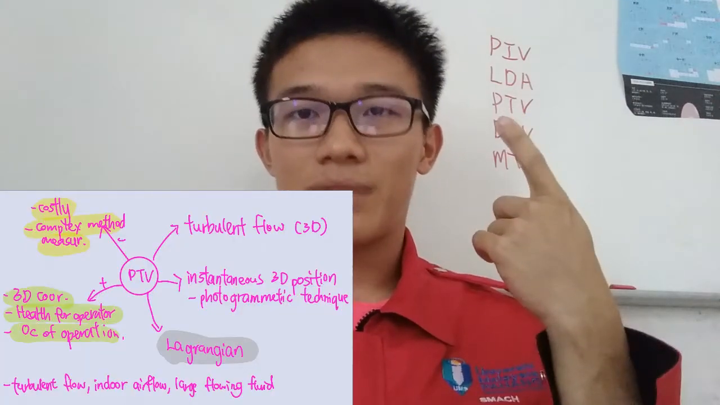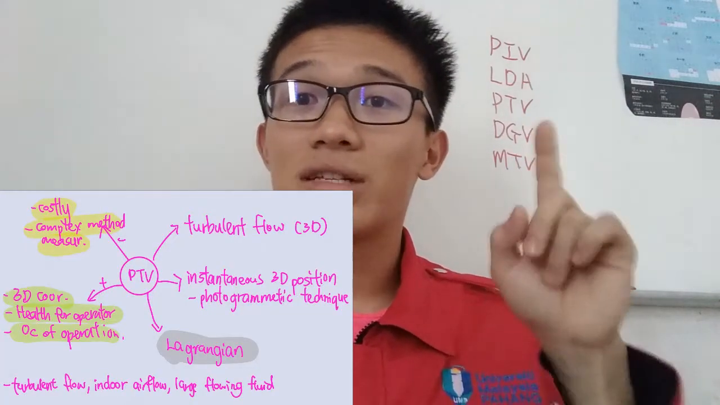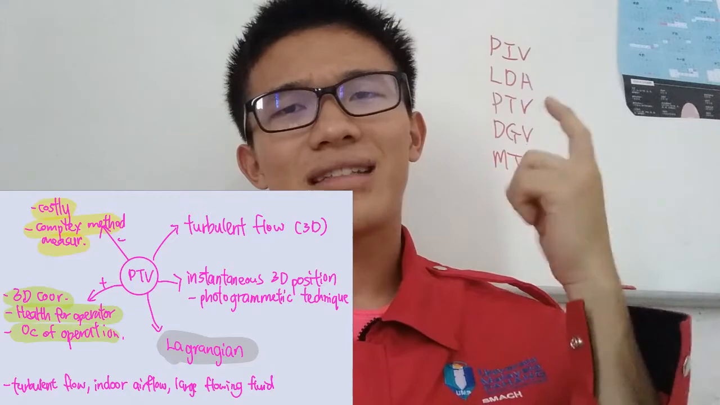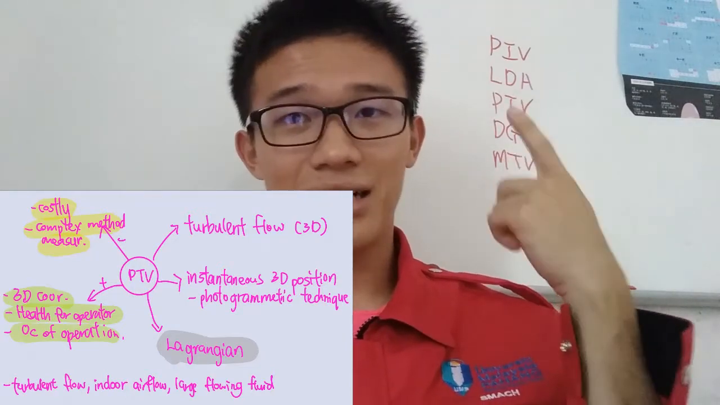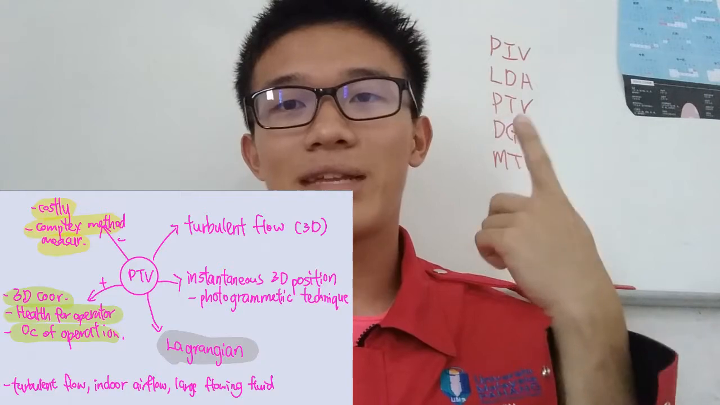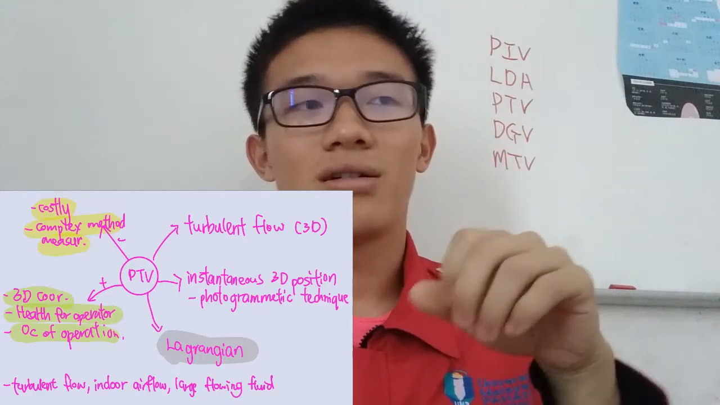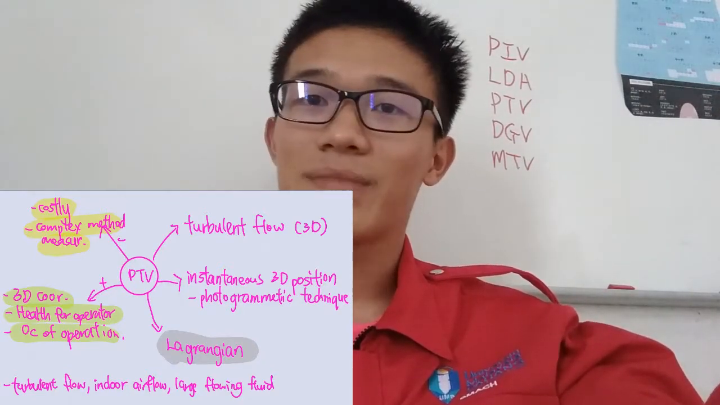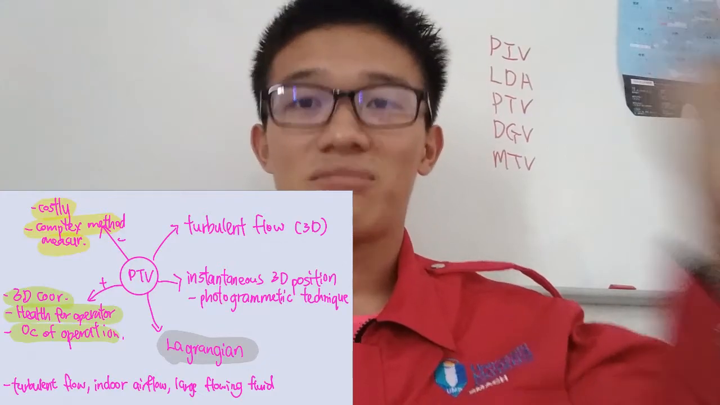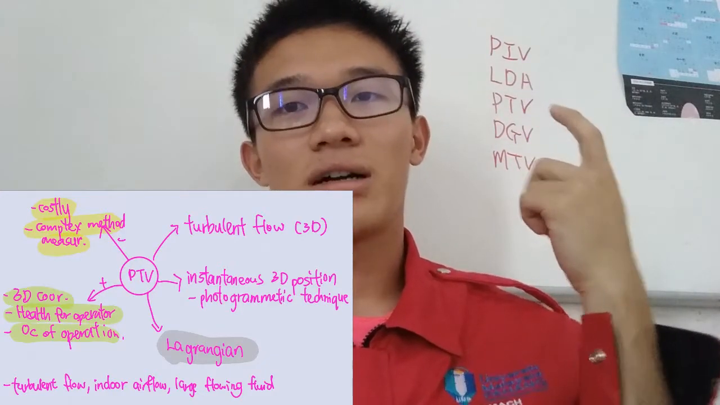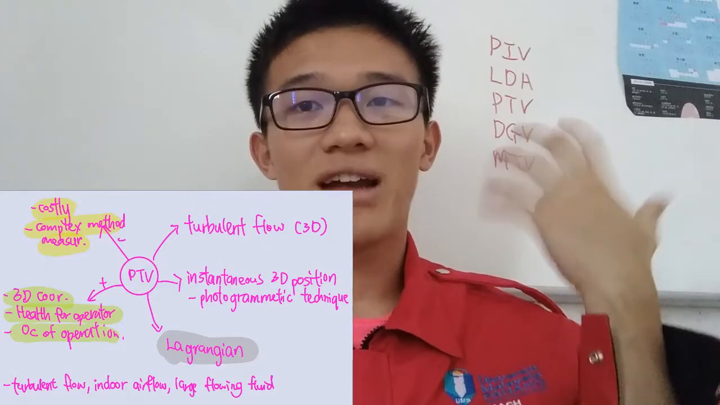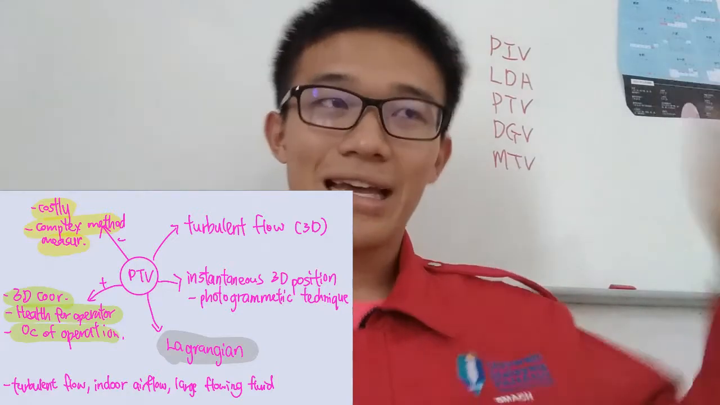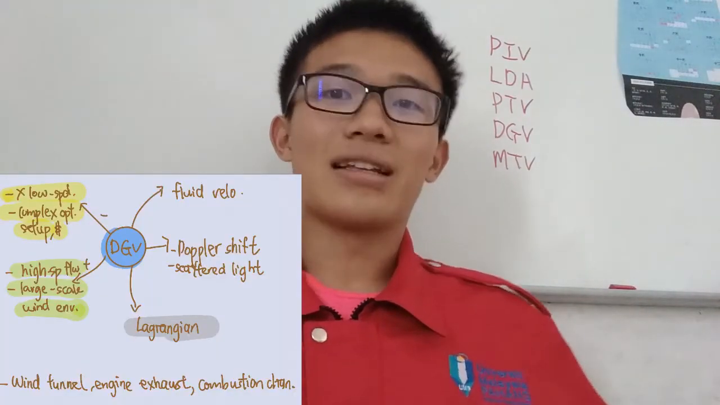The next one is the PTV, particle tracking velocimetry, which is the same as PIV, but it uses a lower density of particles. This is an advantage for PTV for the operator's health, and it is very useful for automation. However, PTV is quite expensive because the optical setup may be very complex, and DGV may also become costly because of the setup cost.